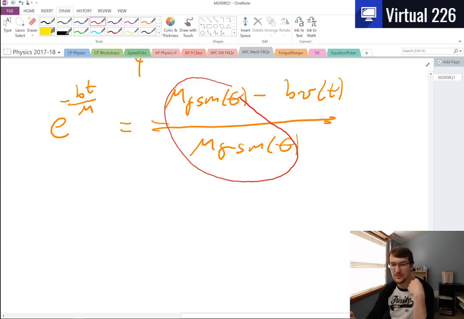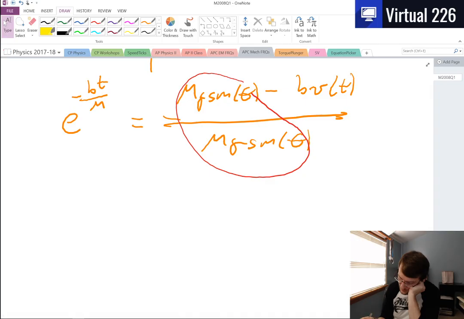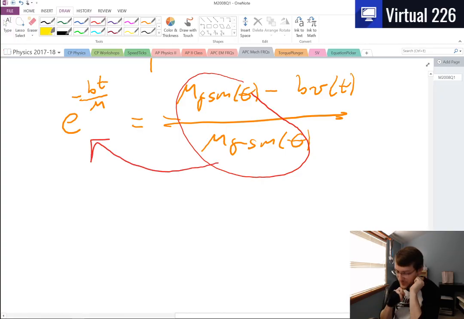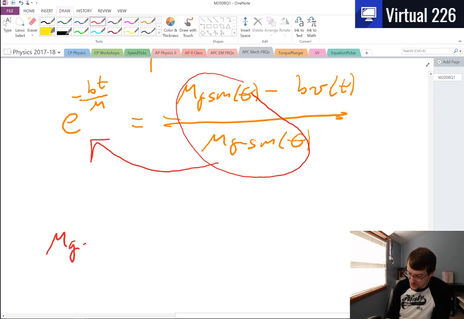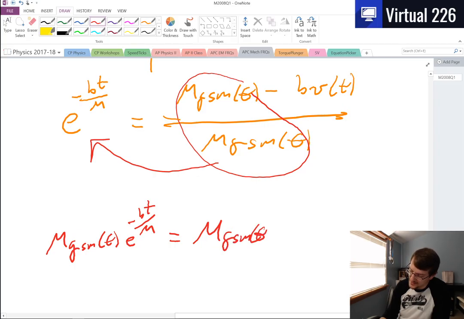So we can write this as a 1 minus, or, and there's a lot of ways you can solve out the algebra from this point. It's really up to you. But what we're going to see in the end, I'm just going to multiply the mg sine theta over here just to make life how I like it. And what we're going to see here is we're going to get mg sine of theta e to the minus bt over m equals mg sine theta minus b v of t.